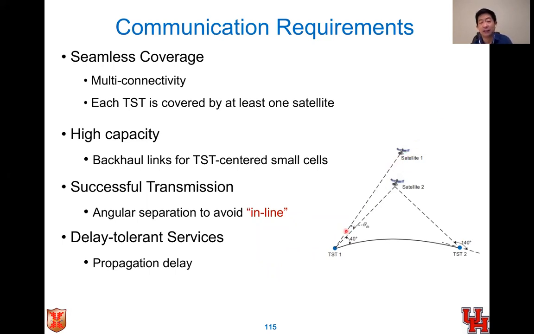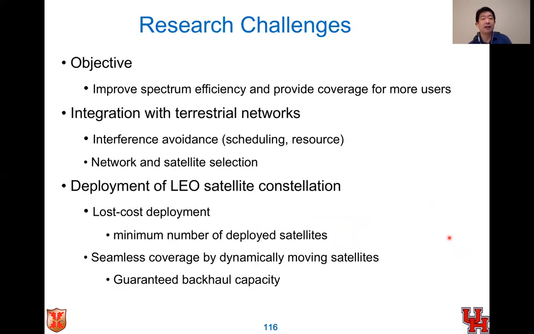And also delay tolerant. You have to have a low orbit one. I mean, GEO and LEO have too much delay. And then you have the research challenges: improve the spectrum efficiency, provide the coverage, and integrate with a terrestrial network. Integration is very interesting, and also deployment of LEO satellite constellation.